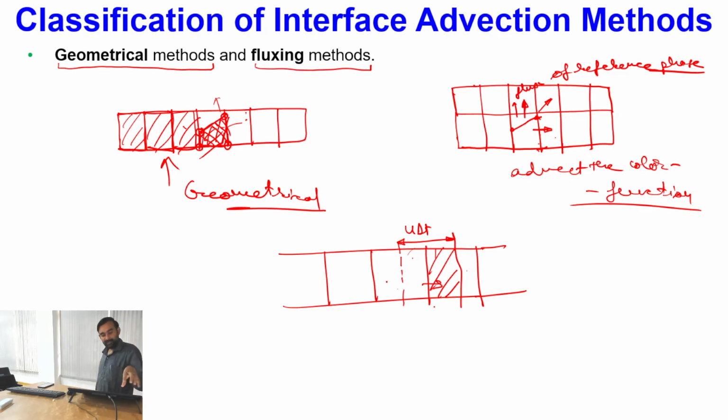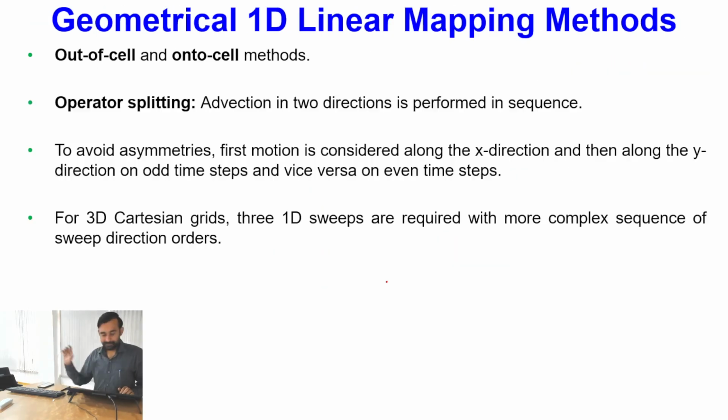So though we can define a separate class of methods, particularly for fluxing methods, it is not possible to calculate the flux without the knowledge of the geometry. So these will take certain help from the geometry in order to properly estimate the amount of fluxes which will be moving across the boundary. Is this point clear? Now, first we will be talking about only the geometrical 1D linear mapping method. So we will talk about geometrical mapping methods only.